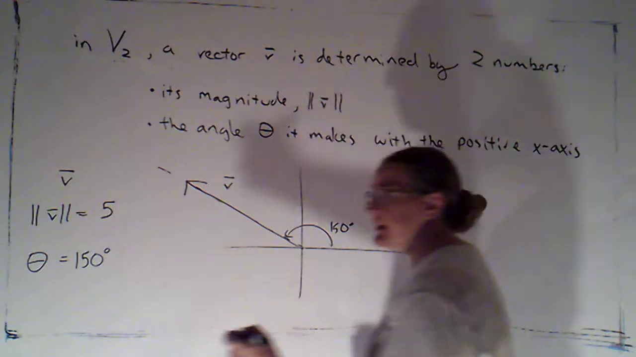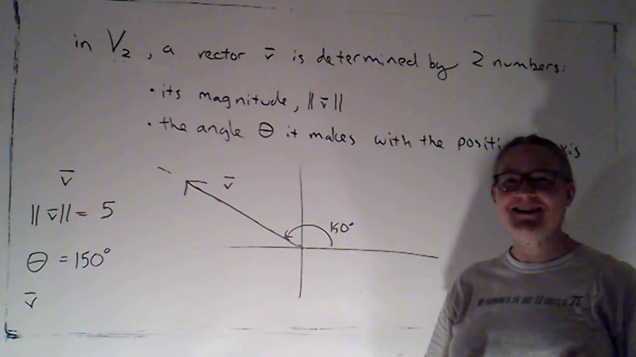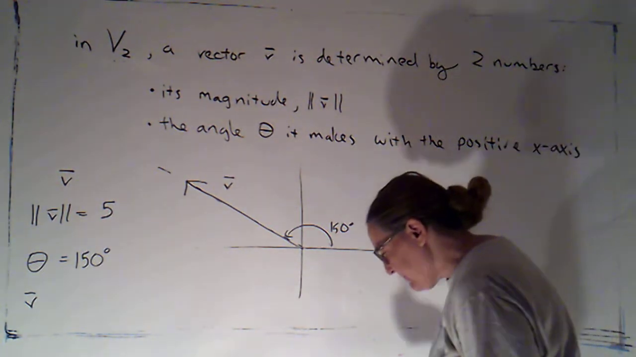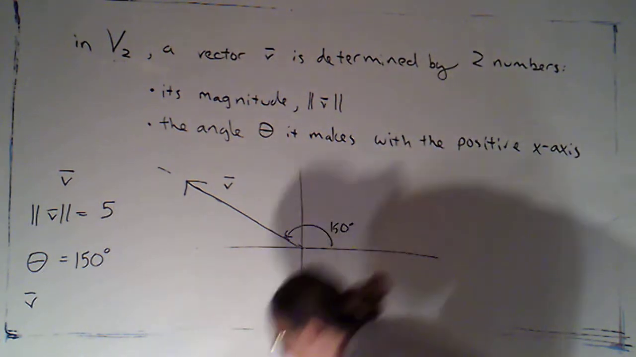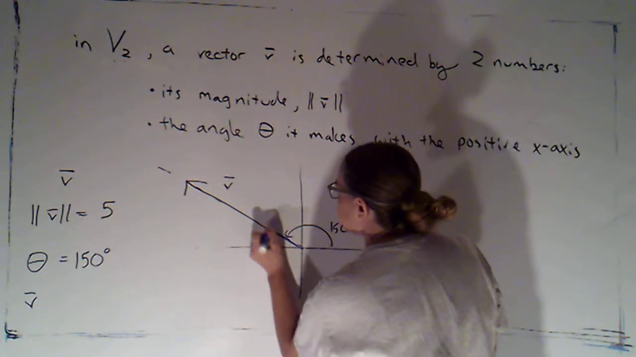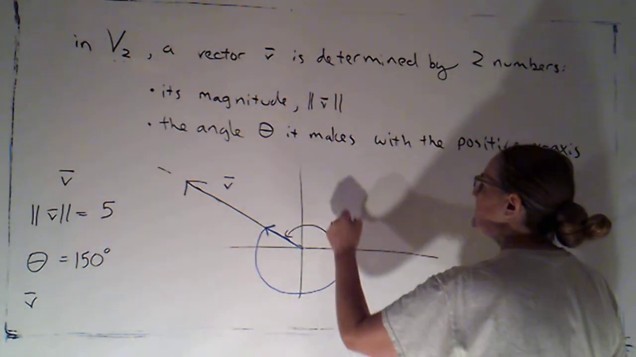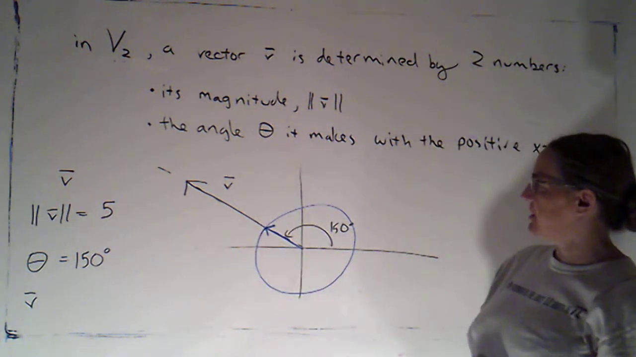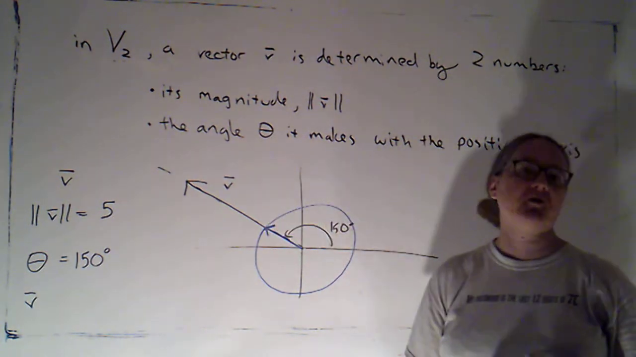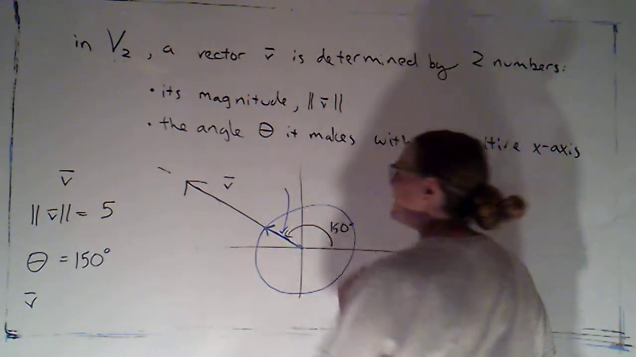Now what I want to do is see if I can find the components of v. I want to write it in bracket notation with the x and y component. I'm going to do that by first finding the unit vector that points in the right direction. Now, the unit vector would have a length of just 1. Notice, if I draw a unit vector in standard position, that means its tip is going to be on the unit circle.